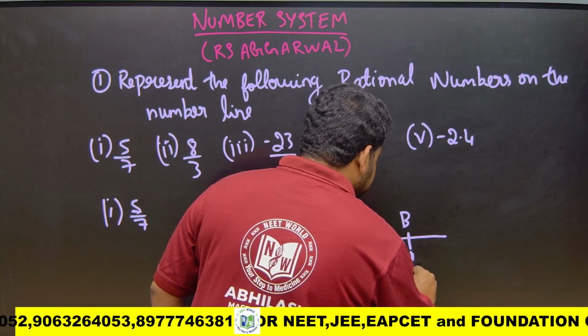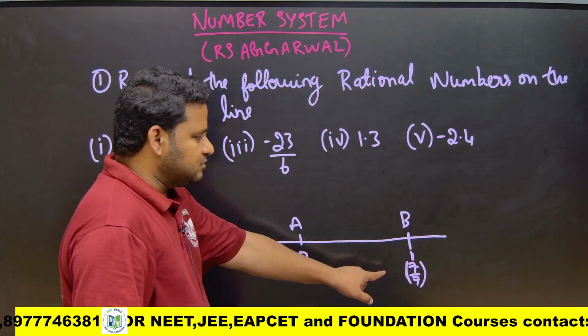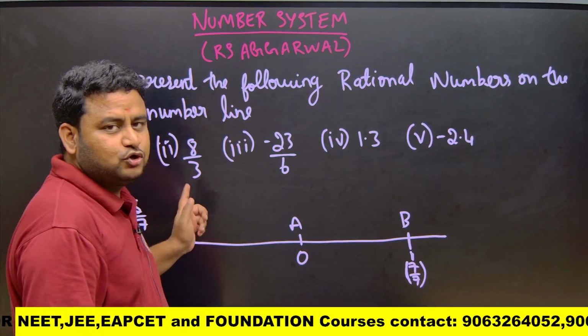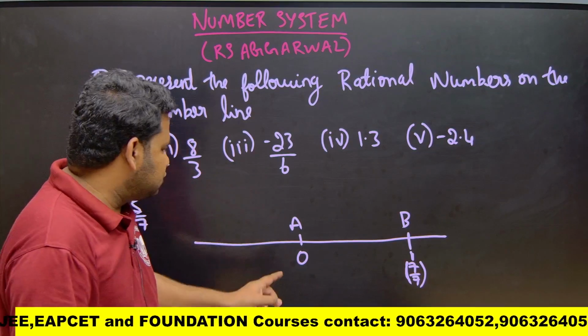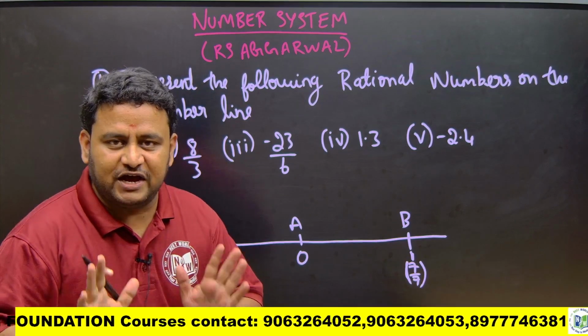This 1 can be written as 7 by 7, correct? 7 by 7 is nothing but equal to 1. Now the numerator is 5. So between 0 to 1, we have to divide it into 5 equal parts. How many parts? 5 equal parts.